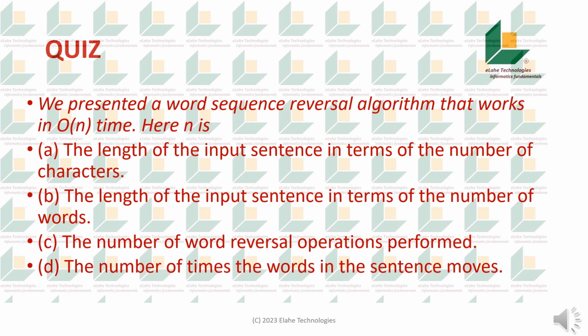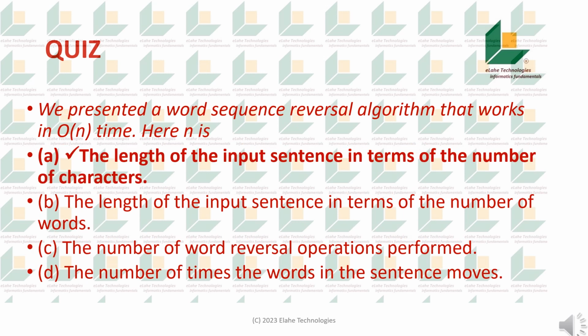Another question. We presented a word sequence reversal algorithm that works in order n time. Here n is: Option A, the length of the input sentence in terms of the number of characters. Option B, the length of the input sentence in terms of the number of words. Option C, the number of word reversal operations performed. Option D, the number of times the words in the sentence move. The correct answer is option A, the length of the input sentence in terms of the number of characters.